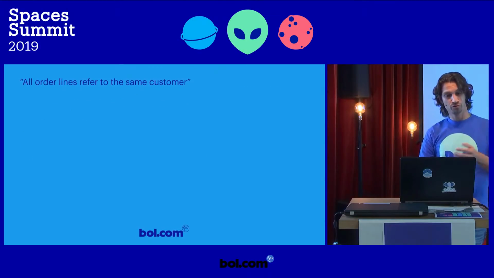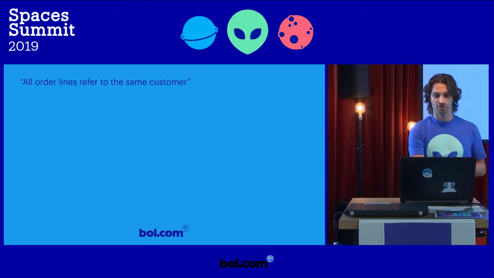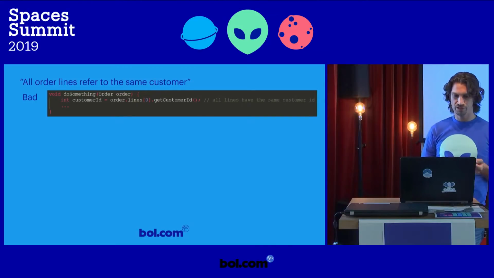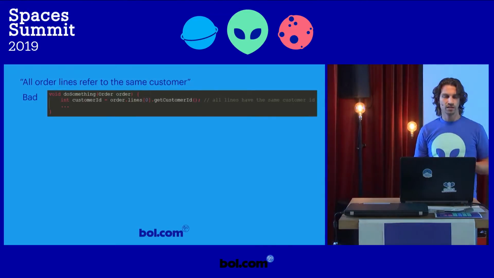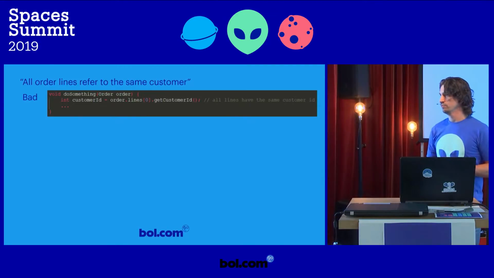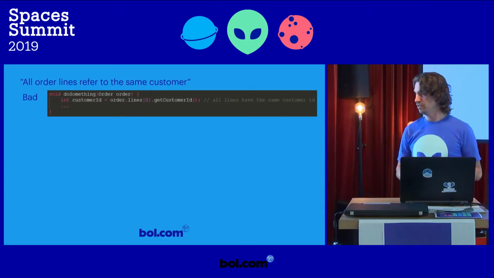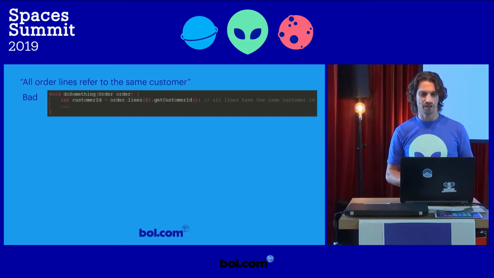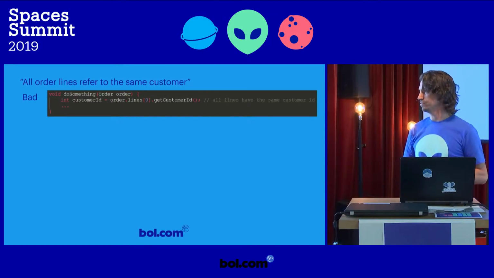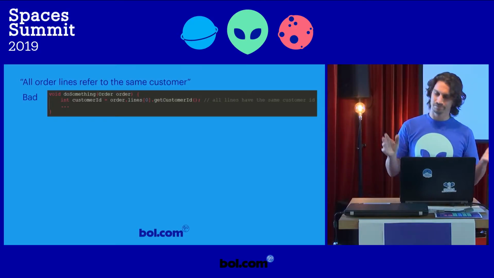So, same business rule, all order lines refer to the same customer. How do we make it explicit? Well, what I should not do is this. Here, halfway, some code somewhere, it just says, well, I'm just going to take the first line, because all lines have the same customer, refer to the same customer anyway. Then I take the line, and then I take the customer ID from that. Well, I'll just add a little bit of comment saying that this is the business rule that I'm applying here.